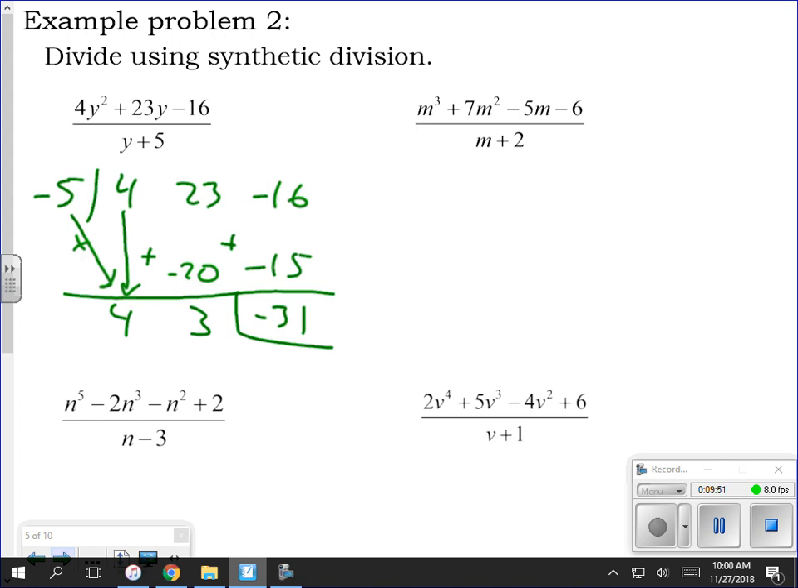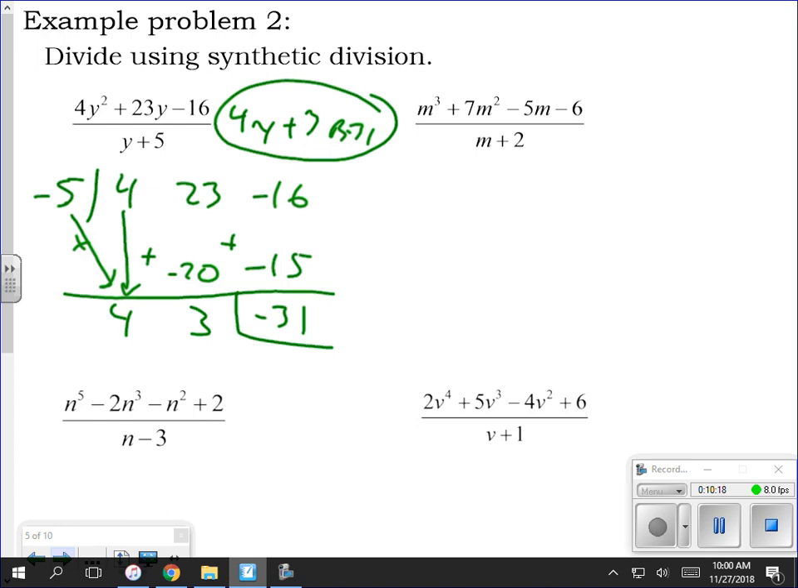When you divide, you reduce your answer. It's going to have that power reduced by 1. So my final answer, when I divide this out, is going to be 4y plus 3 with a remainder of 31. Sorry, remainder of negative 31. The power's 1 less. It's always 1 less than what you started with when you're dividing.